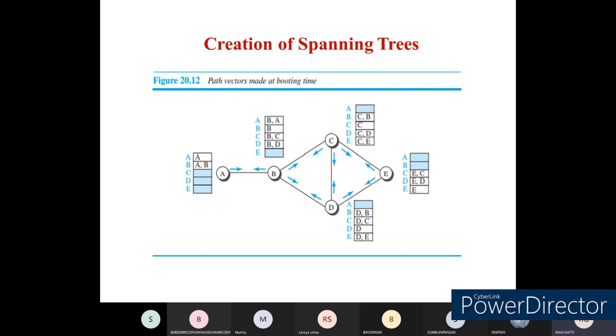After that, B has been connected to C and D. When B connects to C and D, we need to consider the path vector for B in the network. From B to A there is a path, therefore we have written B to A. For B to B there is always a default path, and from B to C there is a path, and B to D there is a path. This path vector will be updated once the nodes are booted within the network.